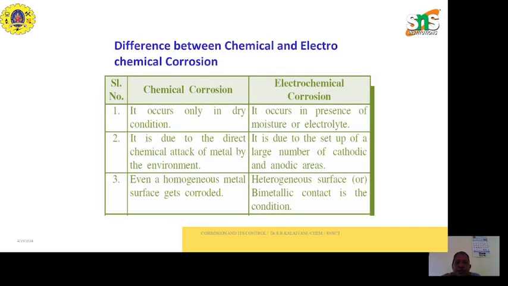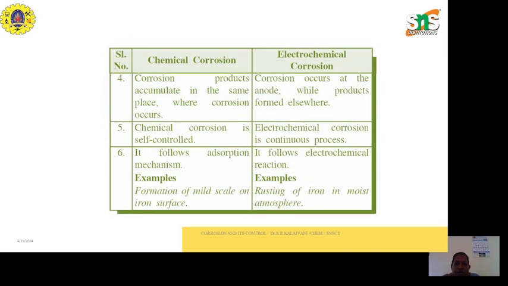The next topic is the difference between chemical and electrochemical corrosion. Chemical corrosion occurs only in a dry condition. Electrochemical corrosion occurs in the presence of moisture or electrolyte. Chemical corrosion is due to the direct chemical attack on the metal by the environment. In the case of electrochemical corrosion, it is due to the setup of a large number of cathodic and anodic areas. Chemical corrosion is a homogeneous process, electrochemical corrosion is a heterogeneous process.